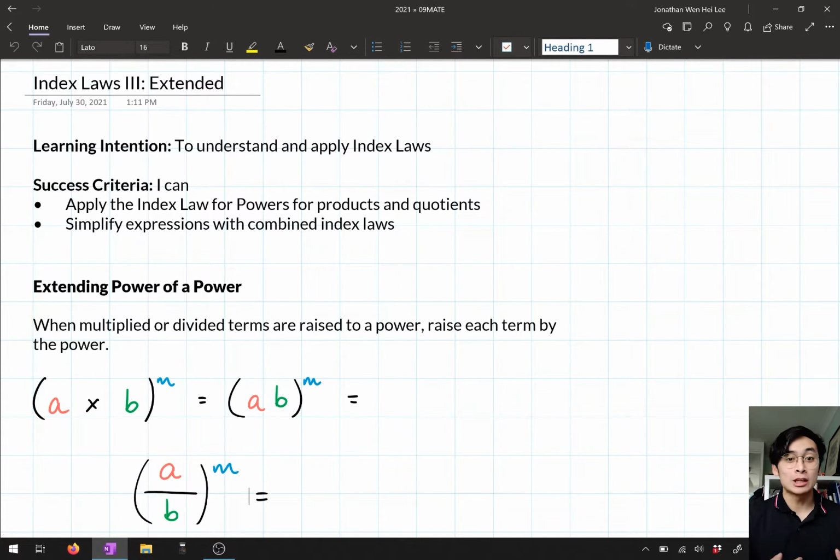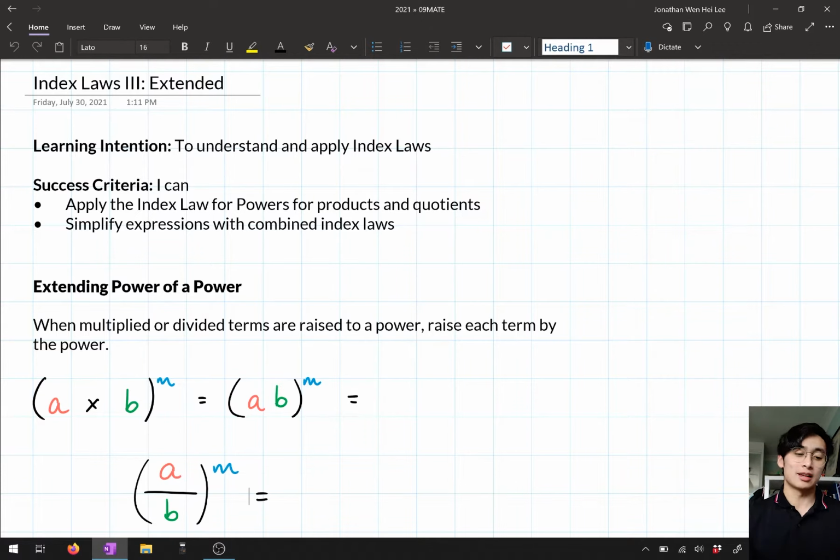In today's lesson we're continuing our topic of indices and surds. And what we're looking at today is actually extending the power of a power law that we looked at in the last video. So our learning intention is to understand and apply index laws as we did in the last two lessons. In particular today we're going to be applying the index law for powers of products and quotients and simplifying expressions with combined index laws.